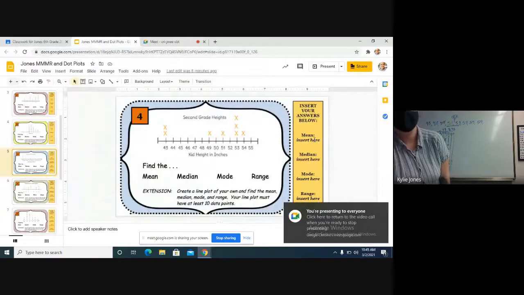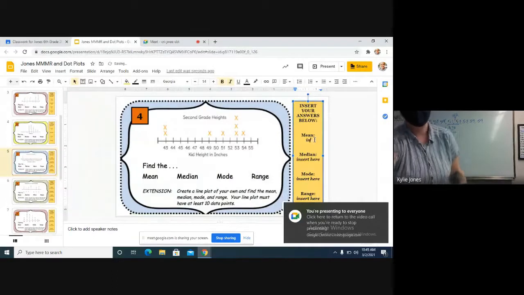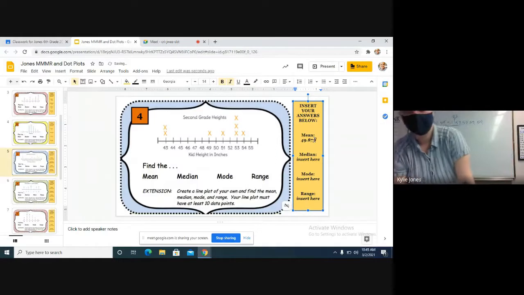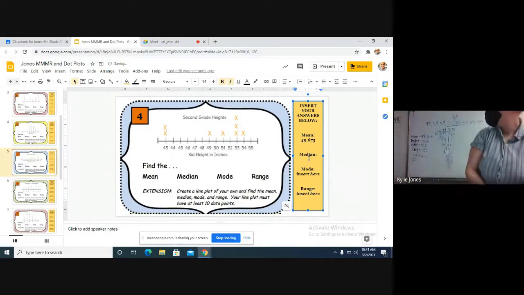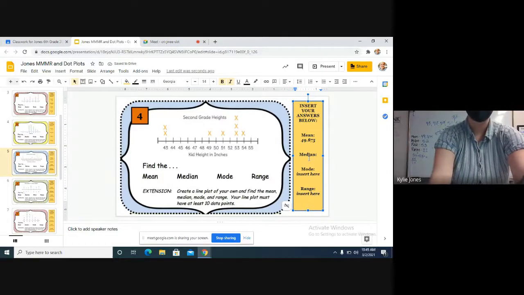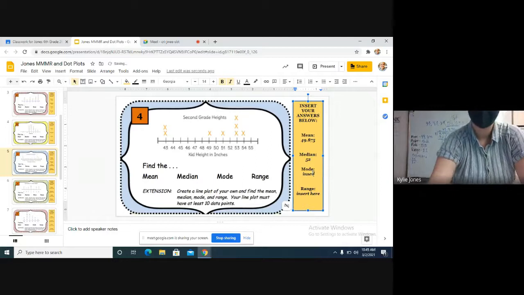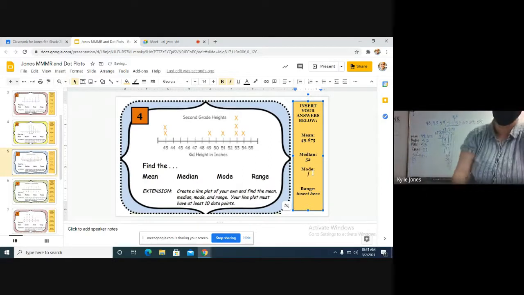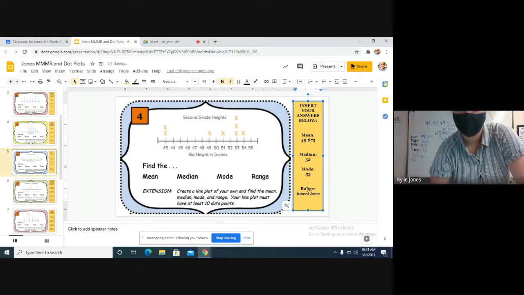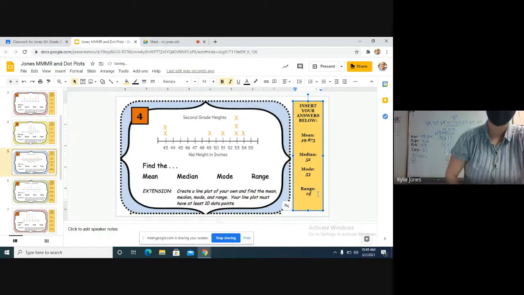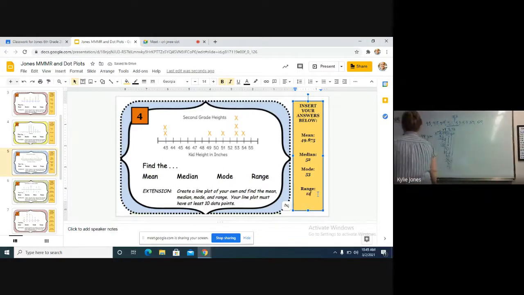Not evenly. Our mean was 49.875. What was the median? No, the median was 52. The mean was 49.875. The mode is 53. And the range was 11. Good. I'll give you about 30 seconds to get this typed out. Then we're going to do one more together.